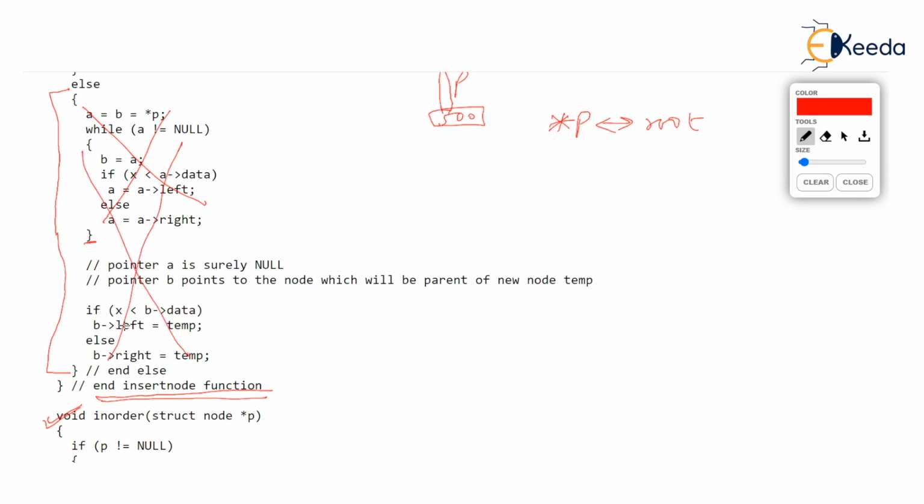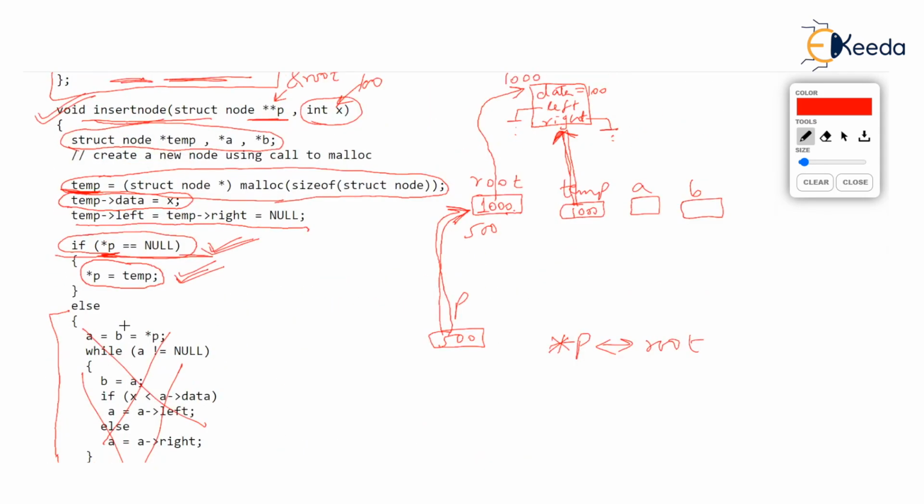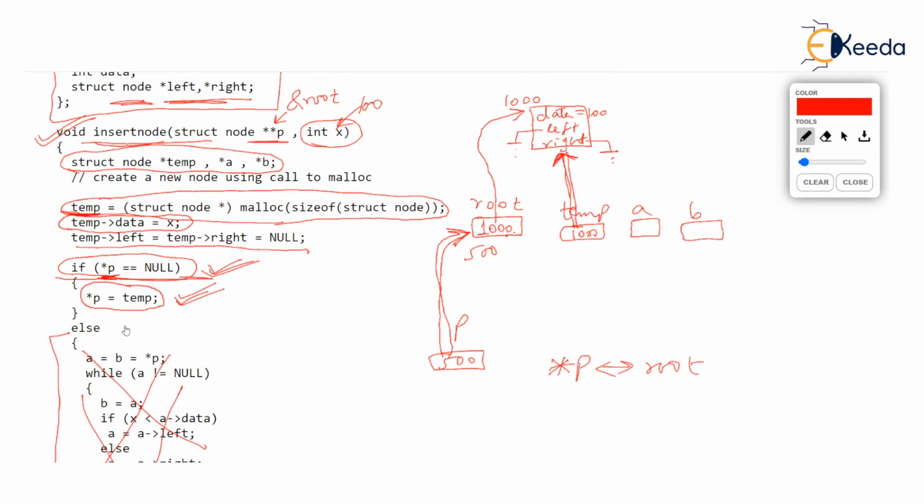And now once the insert node function ends, let's see what happens. When the insert node function ends, temp is deleted. It was a local pointer. A is deleted, B is deleted. Note A and B were not used this time. Maybe the next insert node call will use A and B. And this pointer to pointer is also deleted. It was a local pointer.